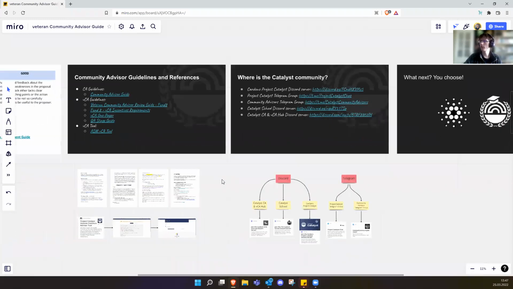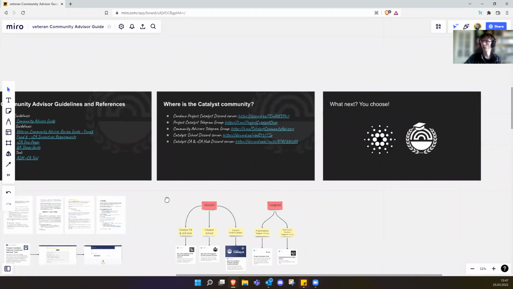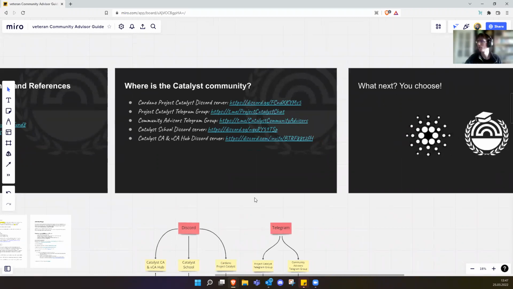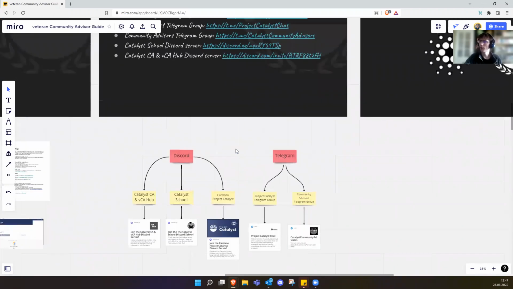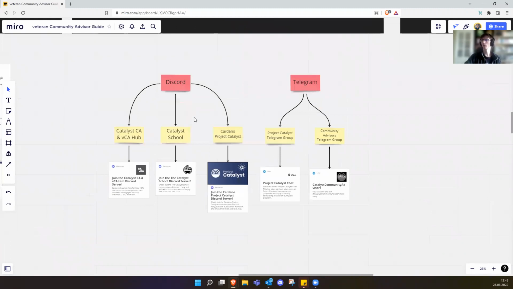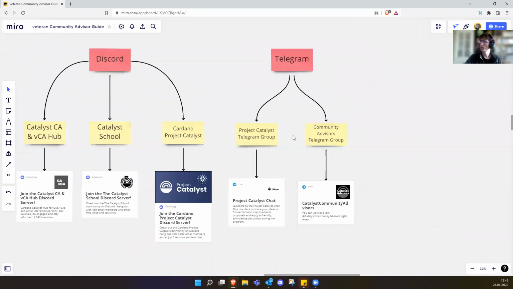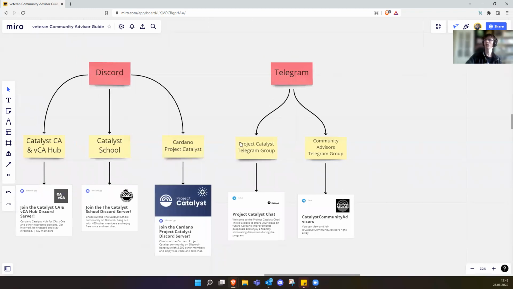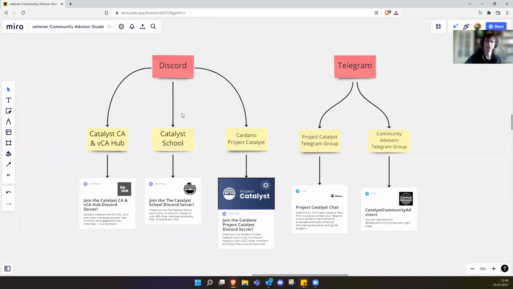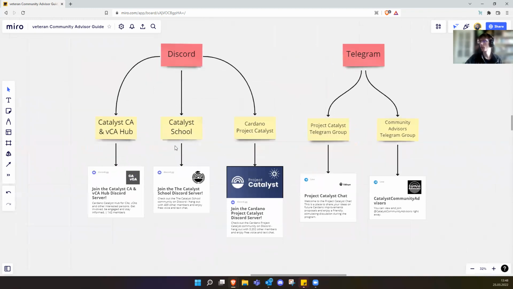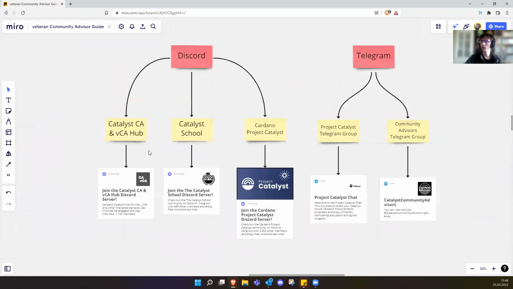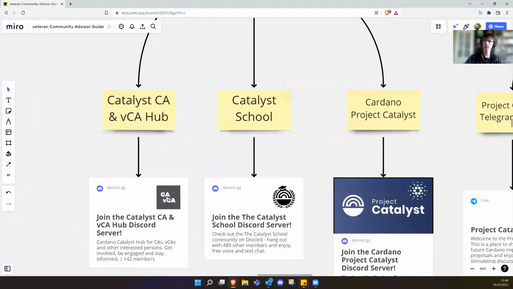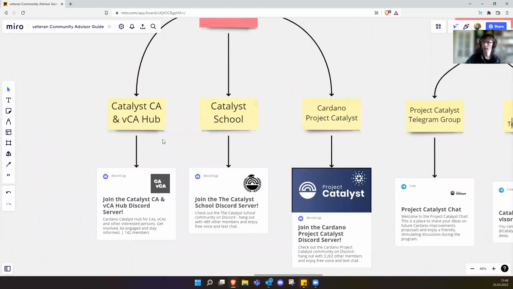So I listed these few tools and guides, which you can use if you want to go into more detail. Another slide is how to connect. If you want to meet people like me or other community members, here I listed Discord and Telegram channels. There are two Telegram channels: the Project Catalyst Telegram group and the Community Advisors Telegram group. One is general and one is for Community Advisors, where there are heavy discussions and quick questions that people will always answer. For Discord, it's the same: there are three servers I pointed out. One is directly meant for CAs and vCAs, called Catalyst CA and vCA Hub.